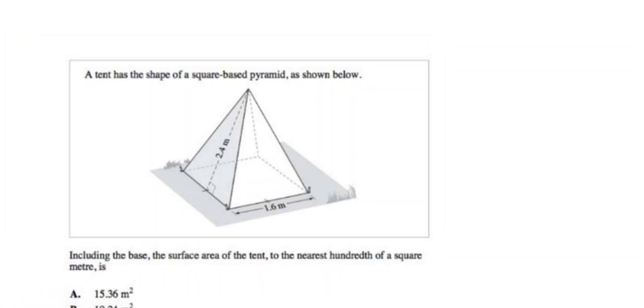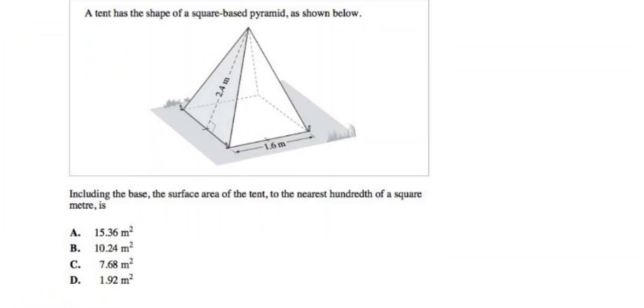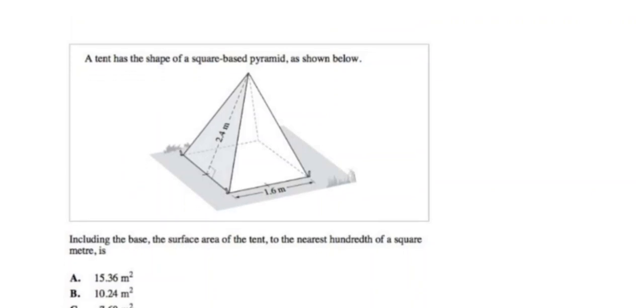The tent has the shape of a square-based pyramid that's shown below, including the base. The surface area of the tent, to the nearest hundredth of a square meter, is... All right. So what we've got to do here, we need to figure out the surface area of one of those triangles, and then, how many are there, right? There's 1, 2, backside, 3, and then 4. So first off, let's just find one triangle.